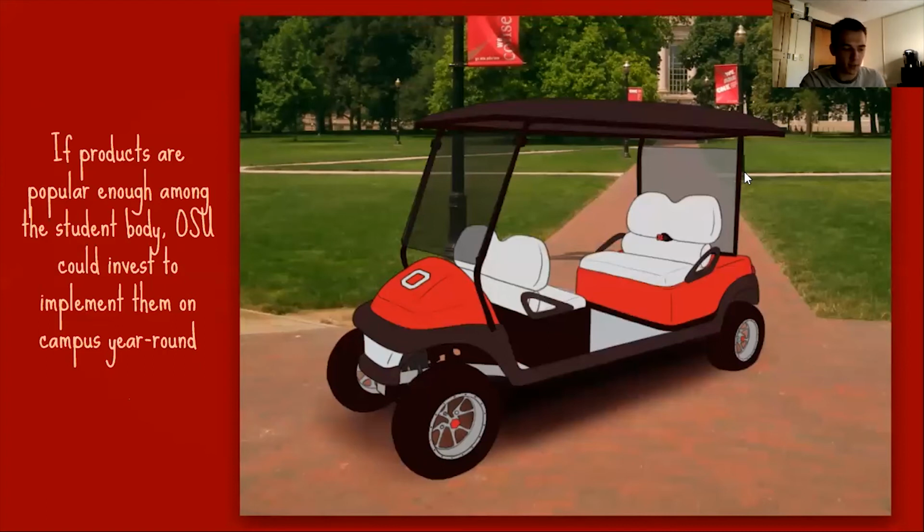This here is an autonomous 4-seat golf cart type of vehicle that could take students to and from classes. This would again use paths that are determined by living laboratory data. And if vehicles like this are popular enough among students, are energy efficient, and are proven to decrease campus congestion, then Ohio State could invest in the products to keep them around for a longer term.